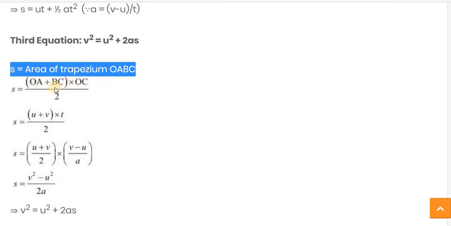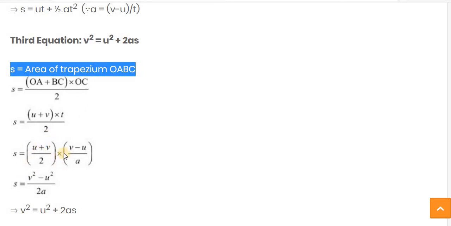Now let's put in the values. OA means U, the initial velocity. BC means V, the final velocity. And instead of OC, we can write T. So U plus V divided by 2 into, instead of writing T, we can write V minus U divided by A. From which formula? From the formula of acceleration. A is equal to V minus U divided by T. So T is equal to V minus U divided by A.